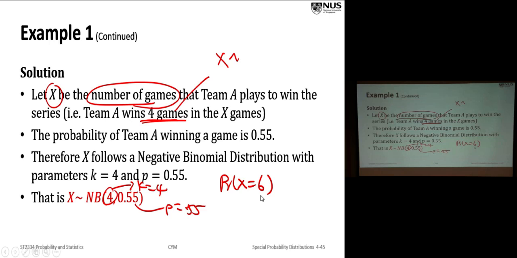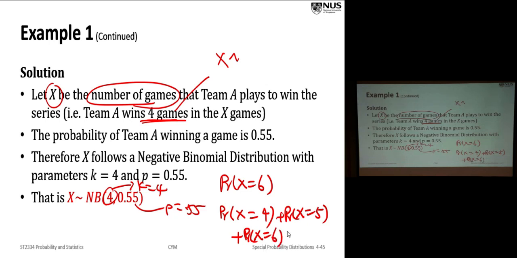Now the second question: what is the chance that he wins the series? He may win it in 4 games, meaning Team A wins all 4 games and wins the series, or X equal to 5, or X equal to 6, or X equal to 7, or X equal to 8.